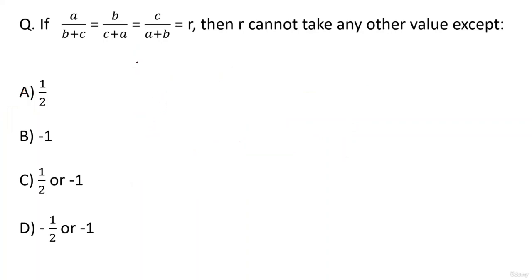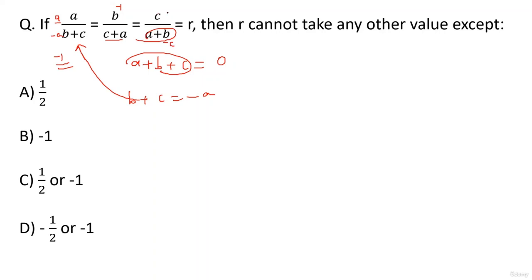If you take the other case, if suppose A plus B plus C is 0, then can I say B plus C is equal to minus A? I substitute minus A in this equation. A upon minus A will be minus 1. Same thing you can do for C plus A. Substitute C plus A as minus B, you will get minus 1. Substitute A plus B as minus C, you get minus 1. So what is another possible value of R? Minus 1. That means R can be either half or minus 1. That's option C, your correct answer.